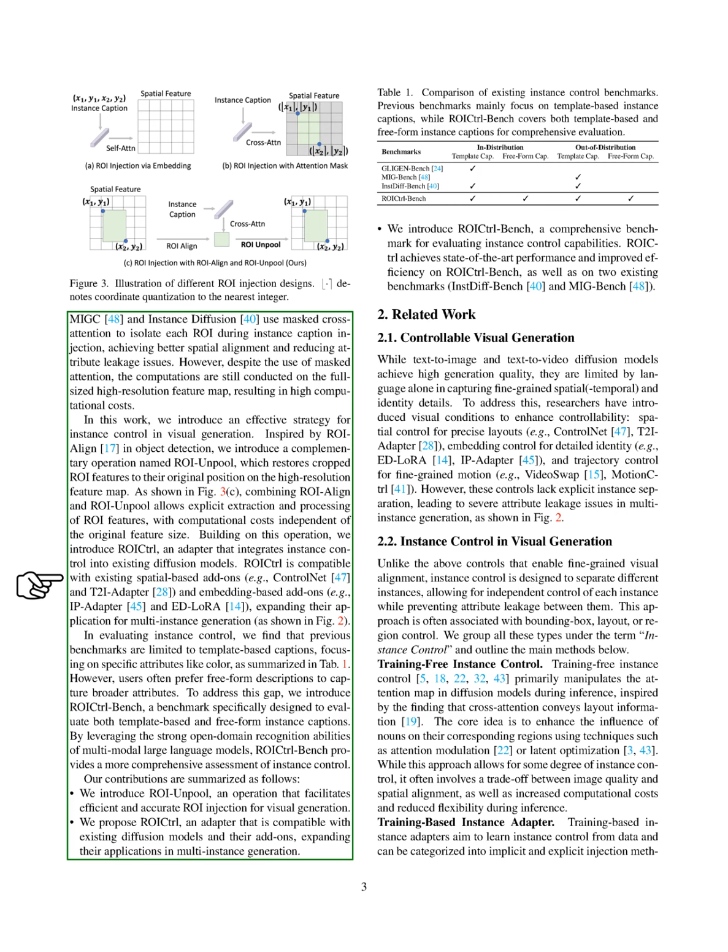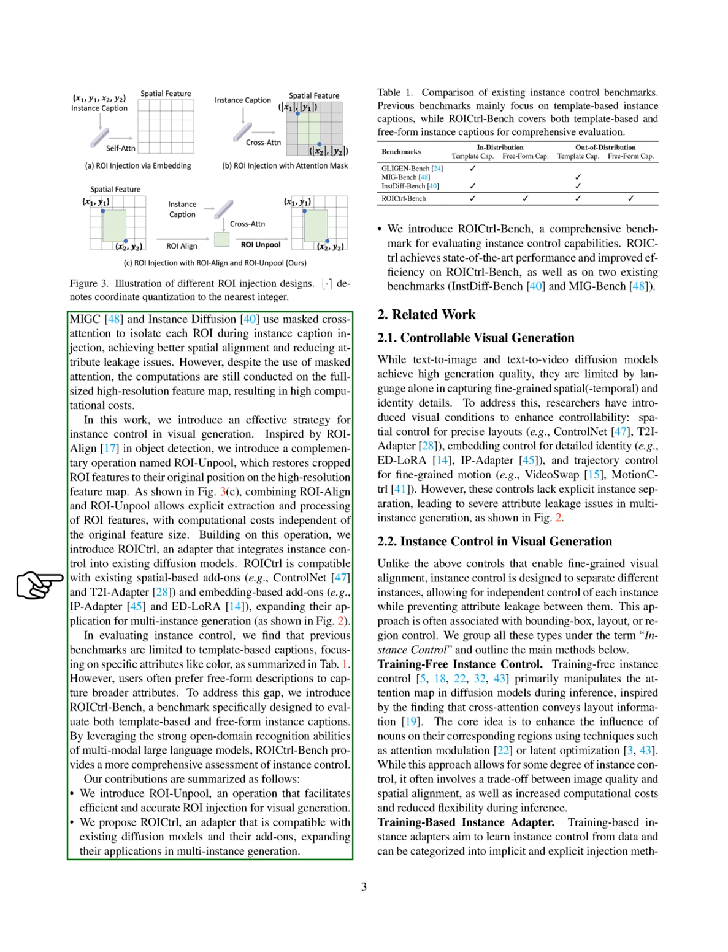In our work, we propose a new strategy for instance control in visual generation. We introduce ROI unpool, an operation that restores cropped region features to their original positions on high-resolution maps. By combining ROI align and ROI unpool, we enable efficient extraction and processing of region features without being dependent on the original feature size. We also present ROICtrl, an adapter that integrates instance control into existing diffusion models, compatible with both spatial and embedding-based add-ons, thus broadening their use for generating multiple instances.